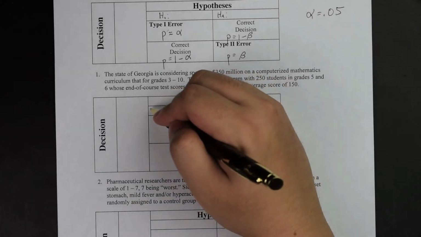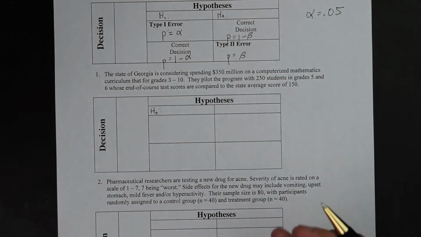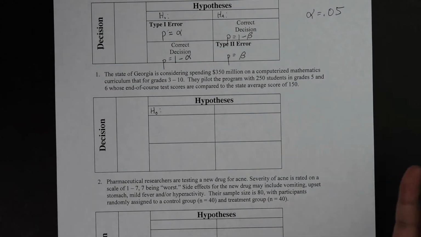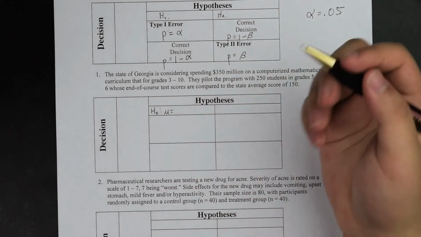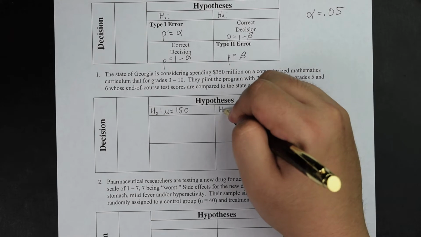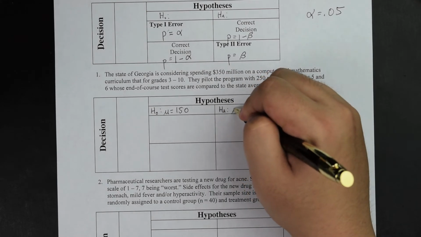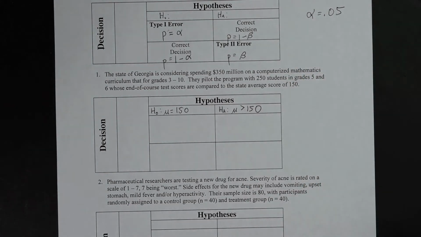And so when we're defining our null hypothesis, we have to make it clear that the null hypothesis will usually be the situation that there's no change, there's no impact. And so that means that the mean value, the state average score, will equal 150. And our hope is that this program actually works, and so the mean will be greater than 150. That concludes me identifying my null and alternative.